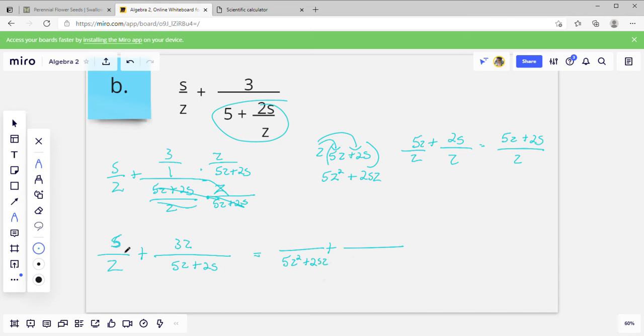Did they do that in the answer? No. Okay, so we don't have to rainbow that. They left the answer just like this. z times 5z plus 2s and z times 5z plus 2s. Okay, so up here we're going to multiply times z plus 2s, and same thing here.